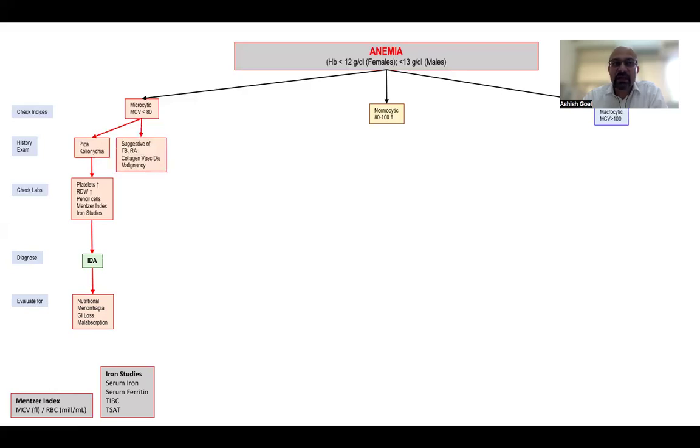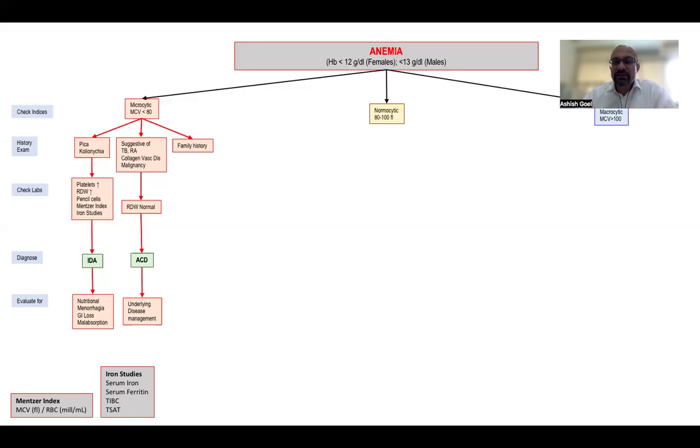malabsorption. Now, in case you find that the history is suggestive of diseases like tuberculosis or rheumatoid arthritis, collagen vascular diseases, or malignancy, and you find that the RDW is normal and you're not finding anything specific on the peripheral smear, you diagnose anemia of chronic disease and you start looking and managing the disease which is present in the underlying stages of the patient.